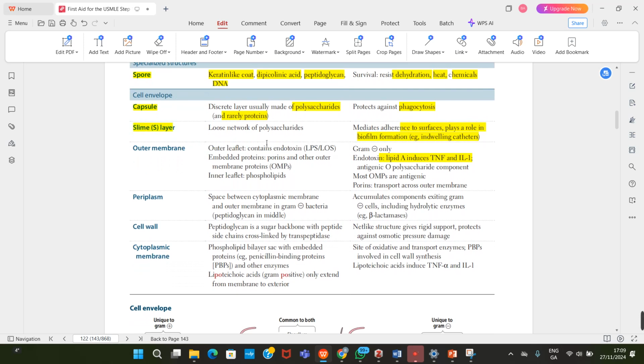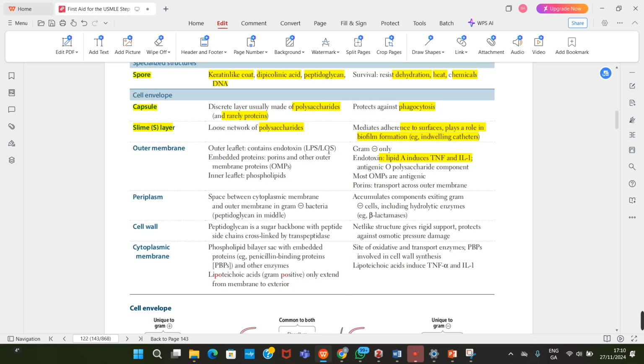The slime layer is also made up of polysaccharide, just like the capsule. But the function of the slime layer is to allow the bacteria to form what we call biofilms. So you notice that there are some organisms that like attaching to cell surfaces. Not bacterial cells now, but object surfaces. For example, prosthetic devices, catheters, IV lines. All that attachment is mediated by the slime layer.